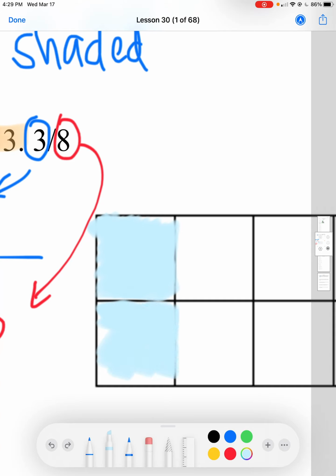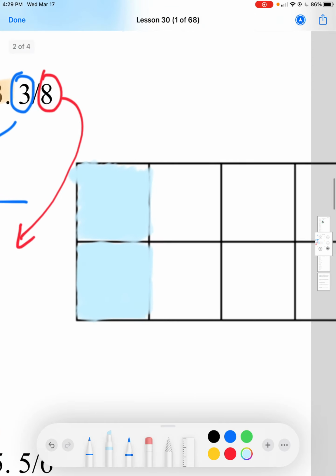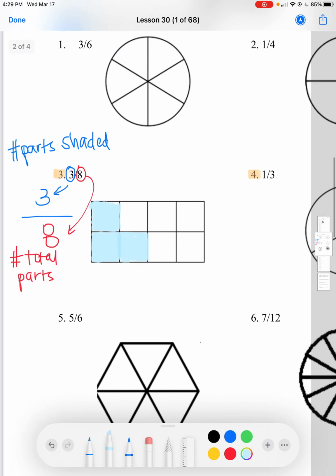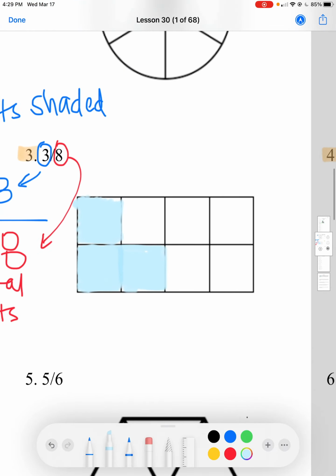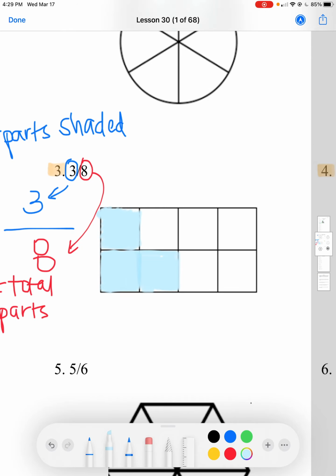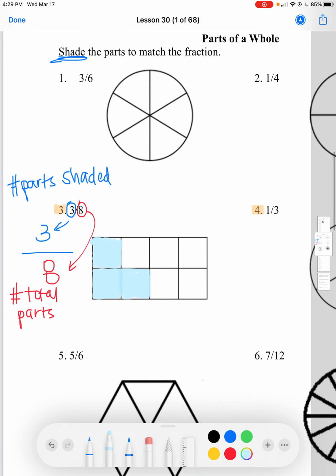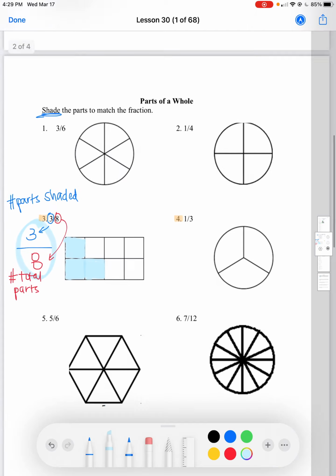I'm coloring a lot outside of the lines, but it's okay as long as it's very clear that we meant to shade only 3 parts. It could be any 3 parts, they don't even have to be next to each other. As long as 3 parts are shaded, then the fraction is 3 over 8.